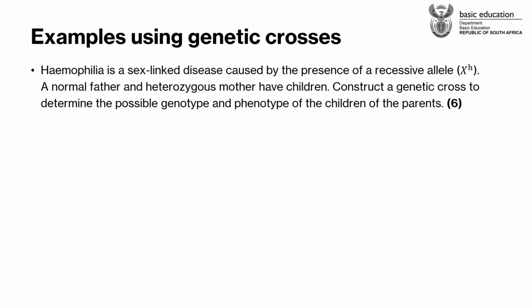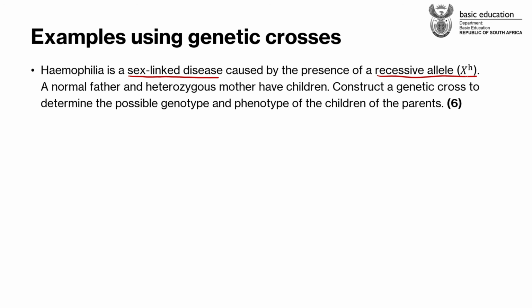So now let us look at examples using genetic crosses. Here it says hemophilia is a sex-linked disease. Whenever they tell you sex-linked disease, make sure that you read the statement, because if you don't, you will not be able to note that this is a sex-linked inheritance situation. Here it says that hemophilia is a sex-linked disease that is caused by the presence of a recessive allele, X^h. Look at this: hemophilia is caused by a recessive allele.